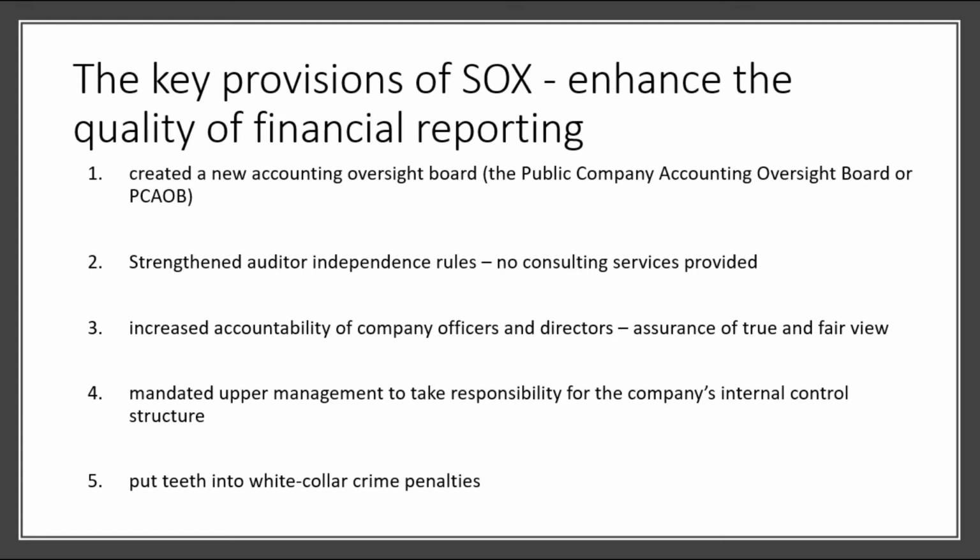The key provisions of the Sarbanes-Oxley Act are, first, to enhance the quality of financial reporting, and it created a new accounting oversight board, the PCAOB. Second, it strengthened the audit independence rules. For example, an external auditor that's auditing an entity cannot provide consulting services to that entity. Third is to increase accountability of company officers and directors. That leads to a true and fair view of financial reporting. Fourth is to mandate upper management to take responsibility for the company's internal control structure. Fifth is to combat white-collar crime with more severe penalties.